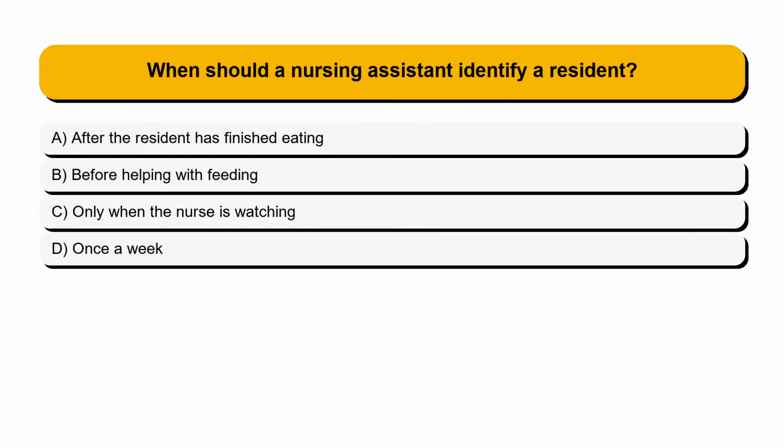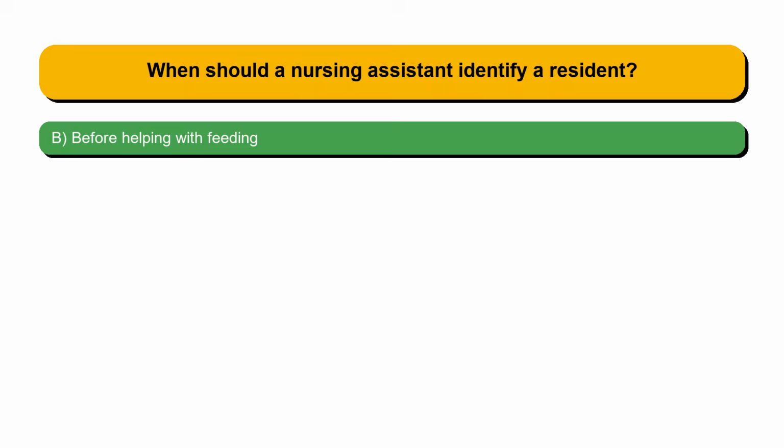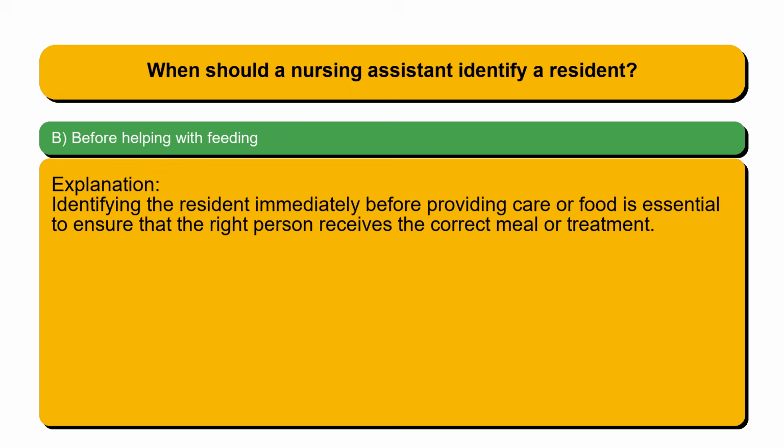Question 19. When should a nursing assistant identify a resident? Option A, after the resident has finished eating. Option B, before helping with feeding. Option C, only when the nurse is watching. Option D, once a week. The correct answer is option B, before helping with feeding. Identifying the resident immediately before providing care or food is essential to ensure that the right person receives the correct meal or treatment.